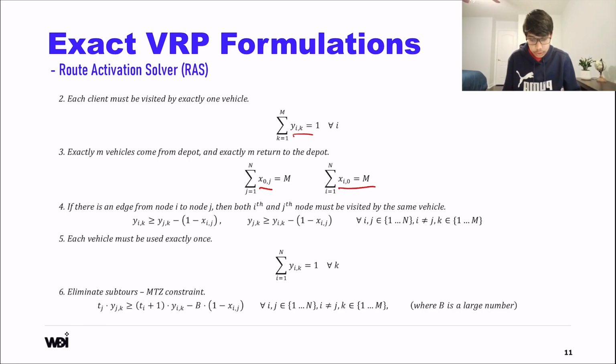returning to the depot. We also want to ensure that if there is an edge from node i to node j, then both the ith and the jth node must be visited by the same vehicle. So this seems pretty obvious. If we have a node here and a node here and an edge between them, then obviously there is one vehicle that is traveling that path. But this constraint ensures that that is the case. Finally, we need to make sure that each vehicle is used exactly once.